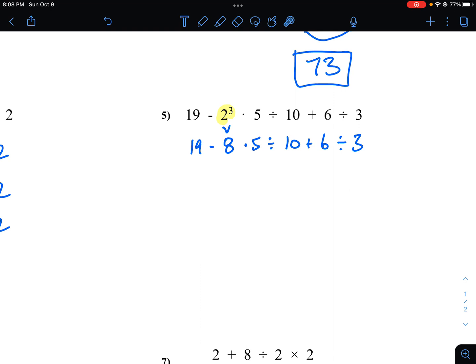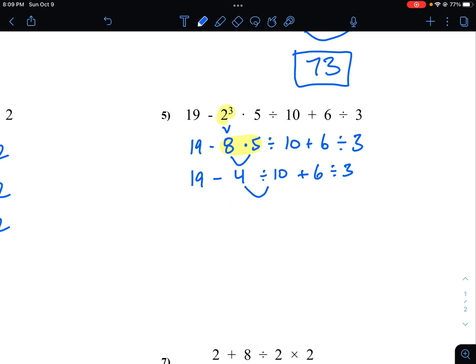All right, now next, no more exponents, so we do multiplication and division. We have some multiplication right here, some division right here, some division right there. Which one do we do first? Well, we go from left to right, and there are some shortcuts that we can take, but I'm not going to show you them right now because otherwise it's too confusing. So we go left to right. We do this one first. That is 40. Bring down the division, bring down the 10, bring down the plus, the 6, the divided by, the 3, the minus sign, the 19.